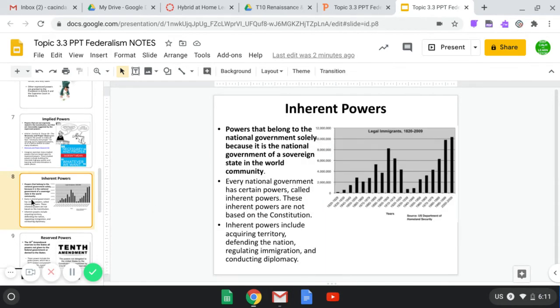Then you have inherent powers. These are powers that are given to the national government because we are a single country.